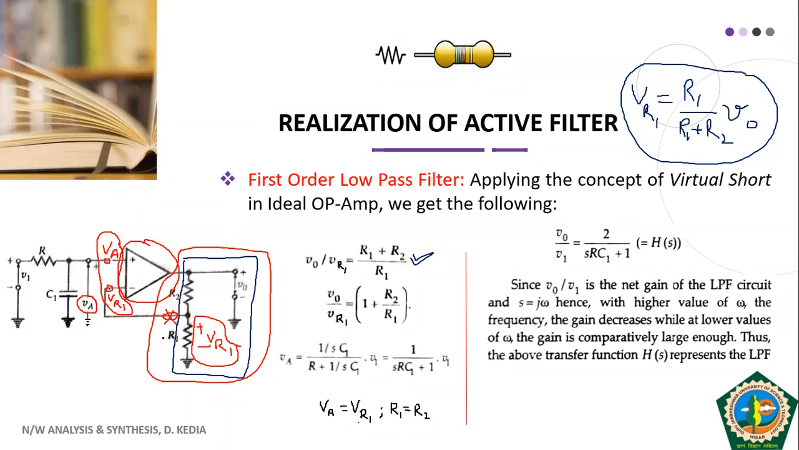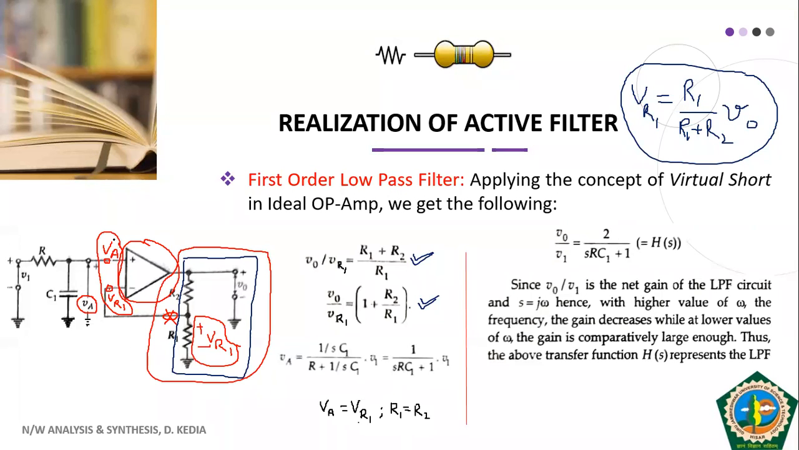Because of the virtual short concept, there cannot be any current in this branch. That is one thing. The second thing is that these two terminal voltages will be the same. So once you have done that, you can assume that this op-amp is no longer existing. Now we have two resistances in series with V naught getting divided. We obtain the value of VR1, and V naught by VR1 comes out to be this one.